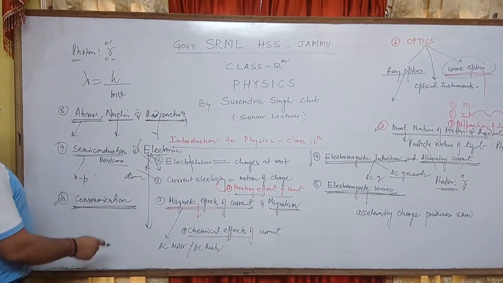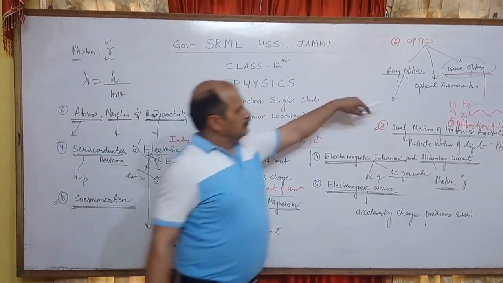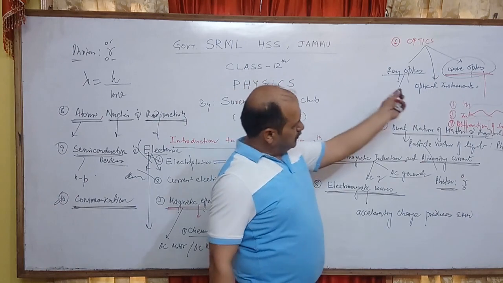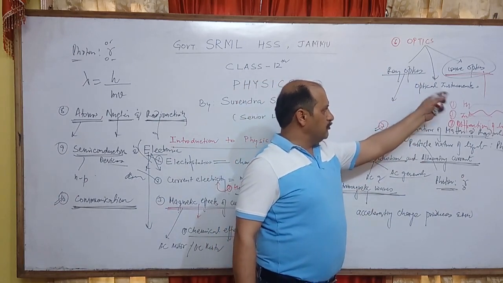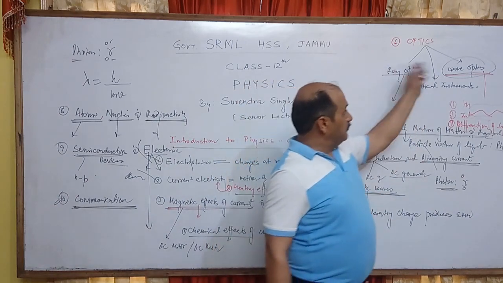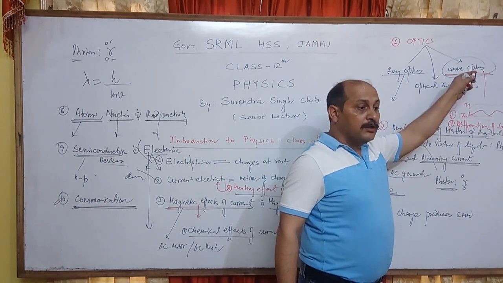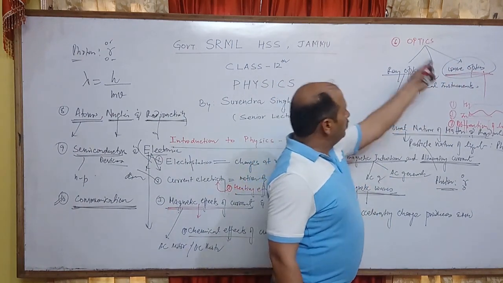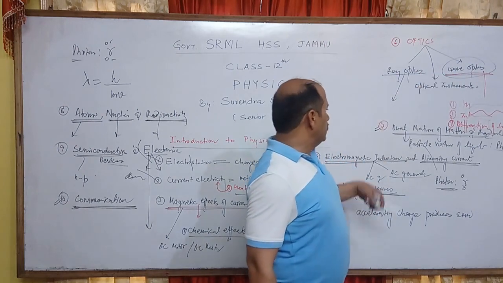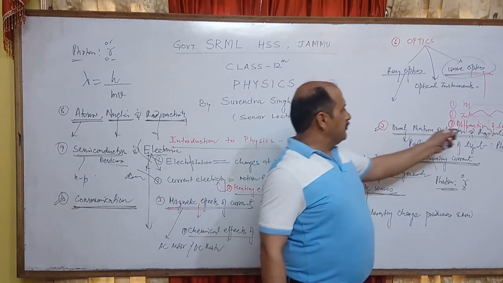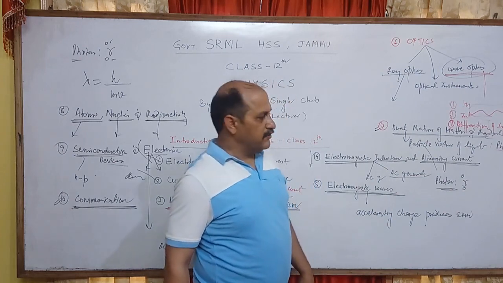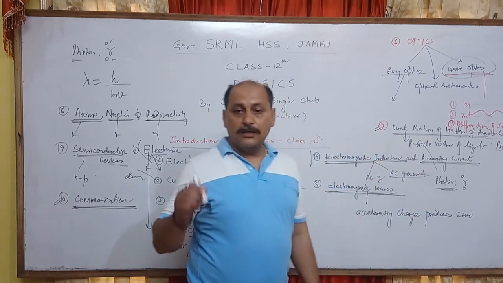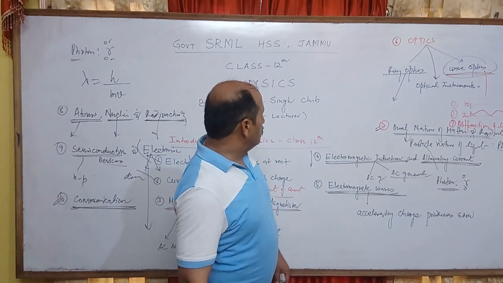Then after this we have optics: ray optics, wave optics, optical instruments, telescopes, microscopes. In this we prove that light moves in the form of a wave. Light has a wave nature. It is the old physics, classical physics. The lesson dual nature of matter and radiation is part of modern physics. In this, Albert Einstein proved that light has a particle nature.